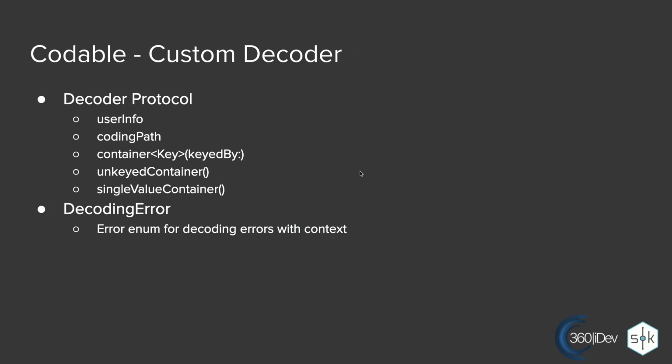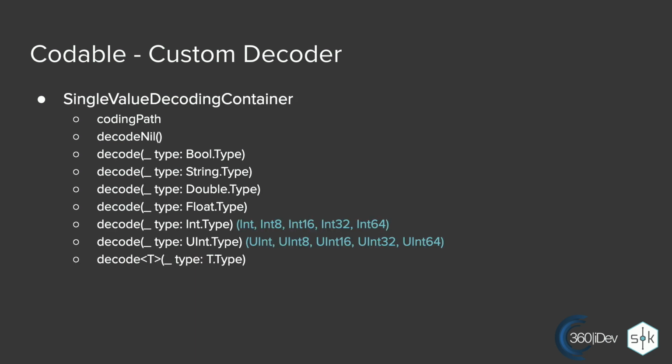So the first container I want to get into is the single value container because it's the simplest. It has a coding path, and then various methods for decoding a lot of different types. So we've got nil, bool, string, pretty much any type of number you're going to get in Swift, including like 5 different variations of both integer and unsigned integer. And then the most interesting one is the one down here at the bottom of decoding any type that is decodable. So that's kind of where we're going to end up doing most of our work.